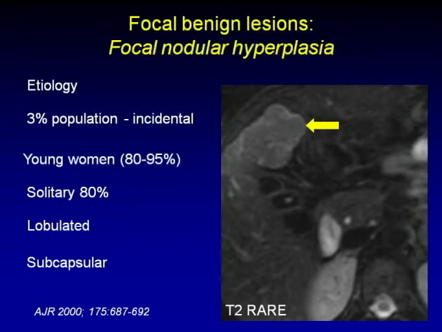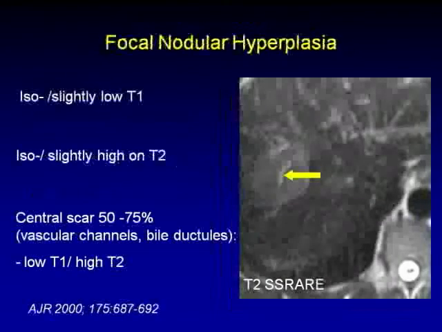They are most prevalent in women. They are usually solitary, but they can be multiple. Typically, they're solitary. They are well-defined, they are often lobulated, and they tend to occur in the liver periphery, in the subcapsular location. On MRI, they have a very classic appearance.